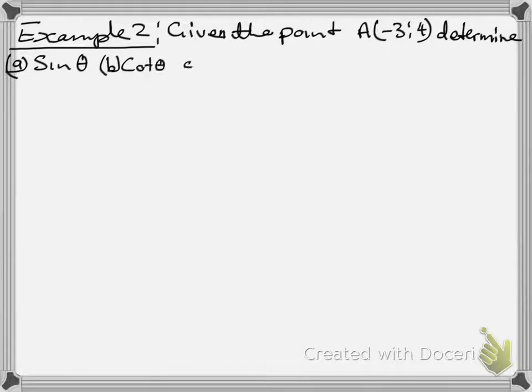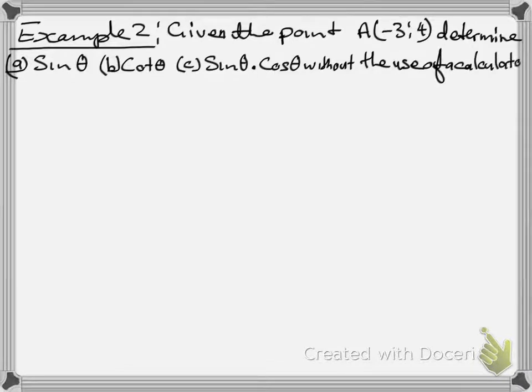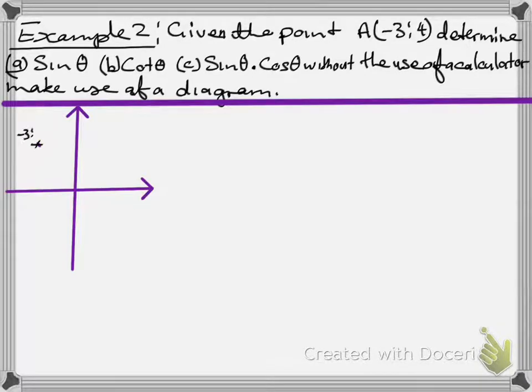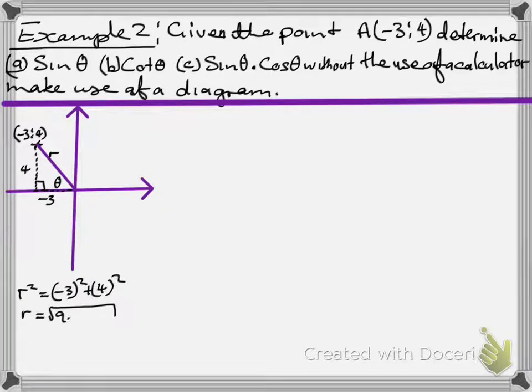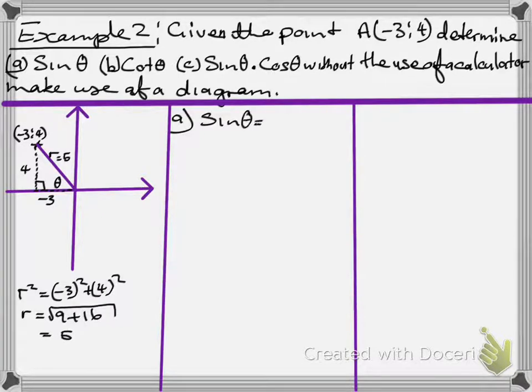Given that, determine sine theta, cot theta, and sine theta multiplied by cos theta without the use of a calculator and with the aid of a diagram, which means we have to put all this information and draw a Cartesian plane. Remember it's in the second quadrant. We put our coordinate, draw our right angle triangle, and put the dimensions with our radius there. We can now use Pythagoras to calculate the radius, and r is going to be equal to 5. Now sine theta will be equal to opposite over hypotenuse, which is 4 over 5.